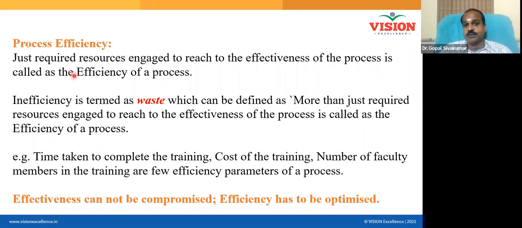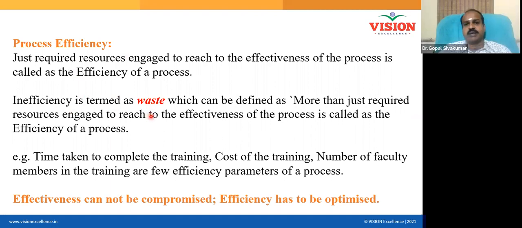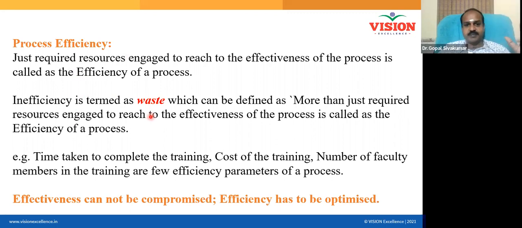So process can have two parameters. One is effectiveness, another one is efficiency. The inefficiency is termed as waste. Lean will attack all the inefficiencies. Six Sigma will attack all the ineffectiveness. As a result, your journey is towards excellence. The result is a world-class product, right?